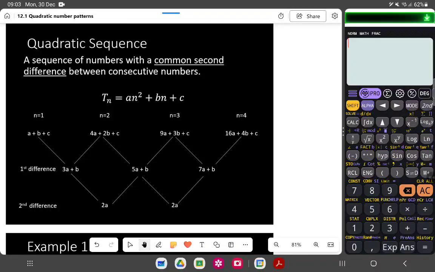Quadratic sequence. The first thing I want to point out to you is that a sequence is a number pattern. So those two terms are synonyms for one another. If you see the word sequence, it means a number pattern. From all the years of high school, you remember that we've done a different list of number patterns or sequences.